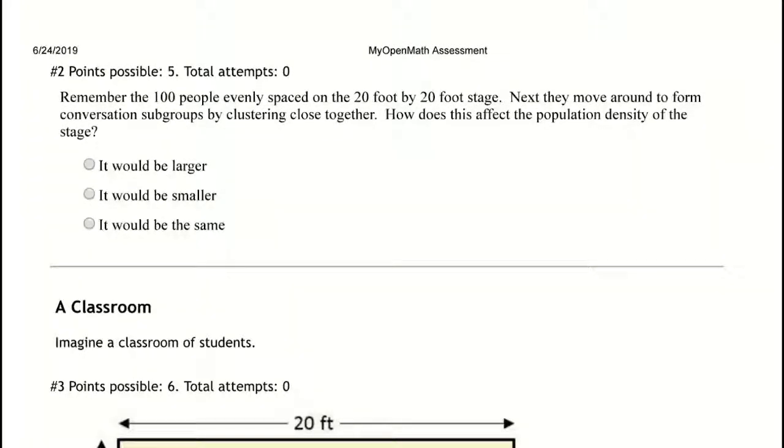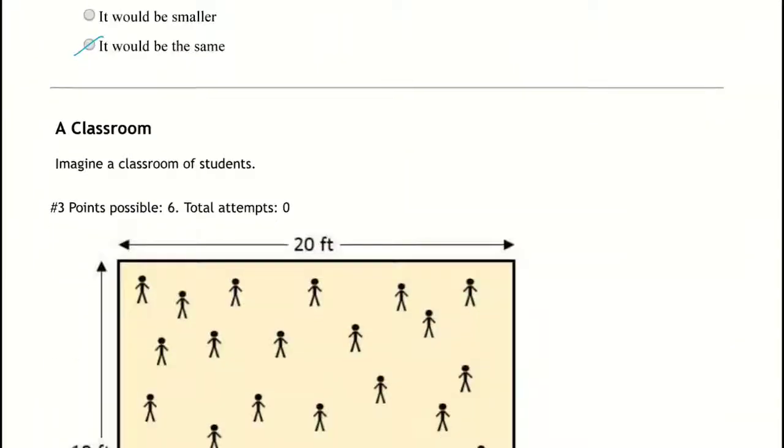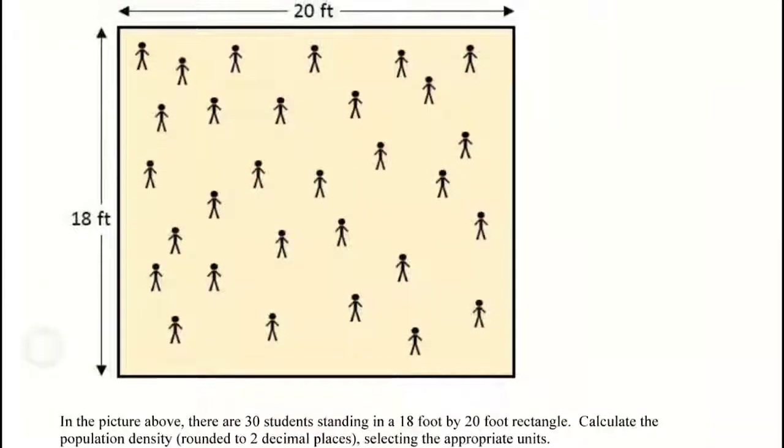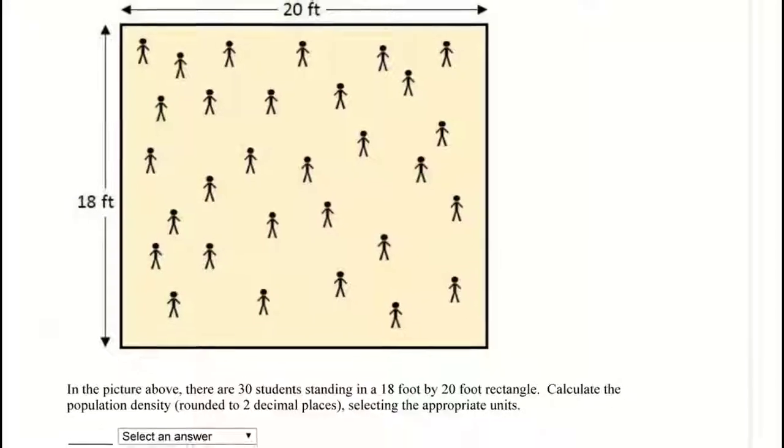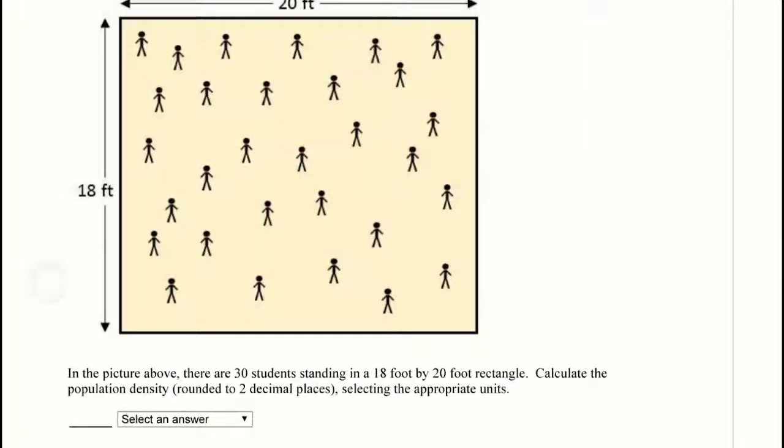Now if people moved around the room or around the stage, it would still be the same. So as long as there's the same number of people and the same total area, it's going to be the same population density.